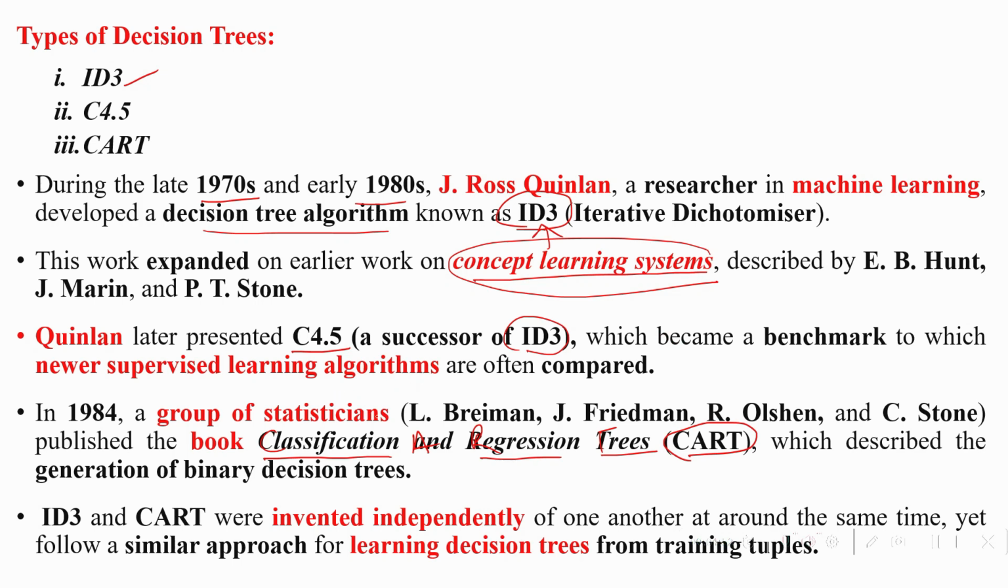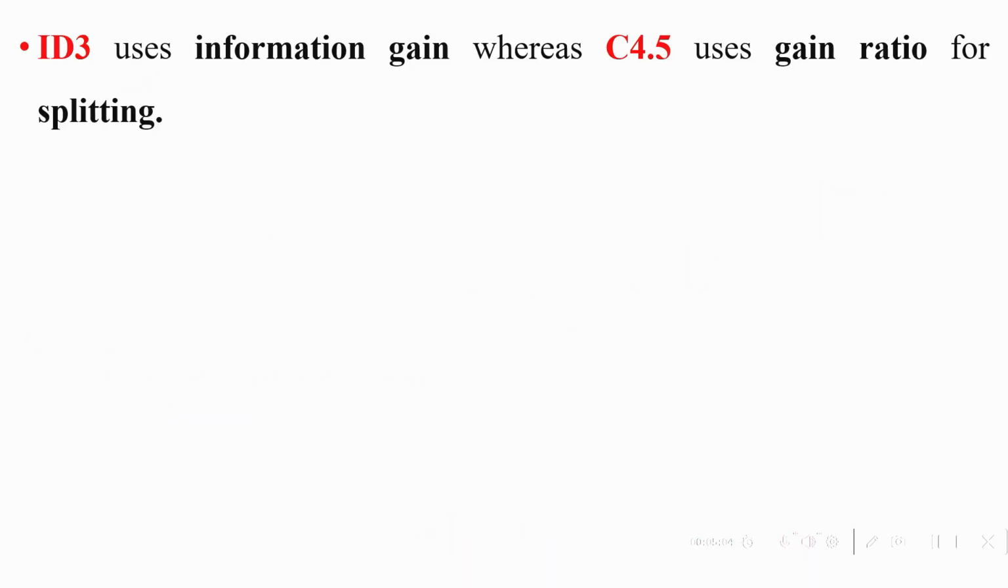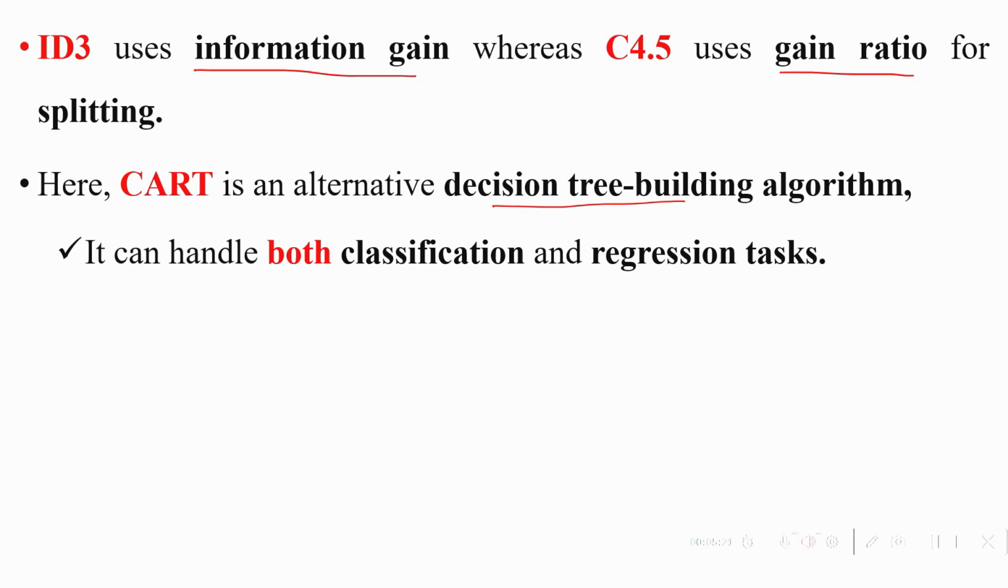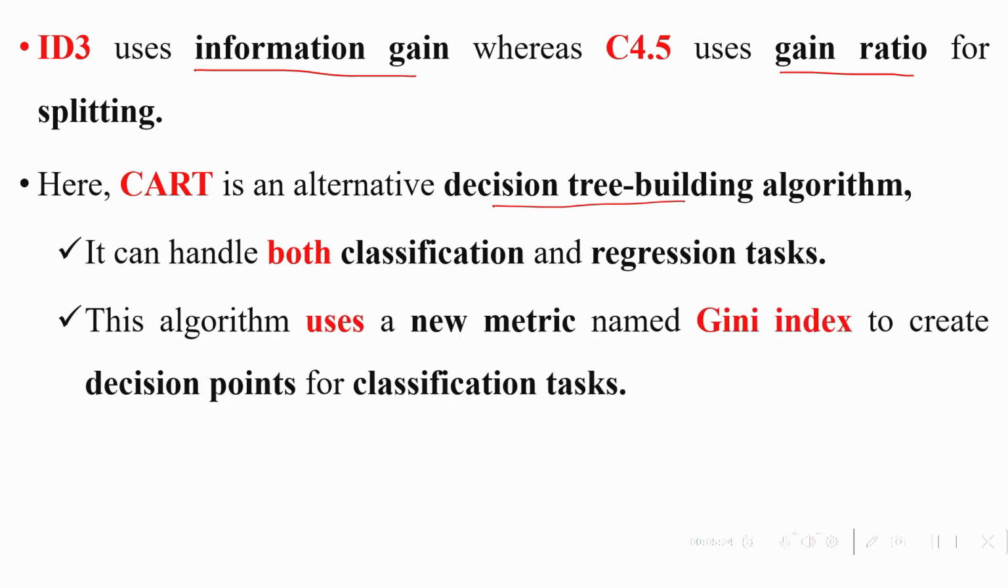They follow a similar approach for learning decision trees from training tuples. So that is how the three different types of decision tree algorithms evolved. Now, ID3 uses the information gain, whereas C4.5 uses the gain ratio for splitting the given data set. The CART algorithm is an alternative decision tree building algorithm that can handle both classification and regression tasks. The algorithm uses a metric called the Gini index to create the decision points for the classification task.